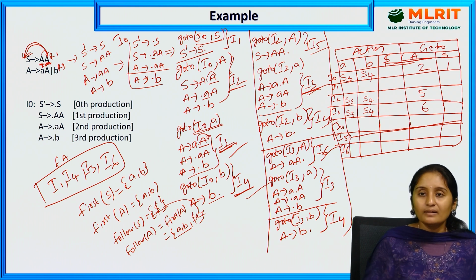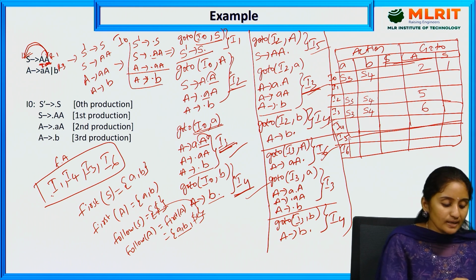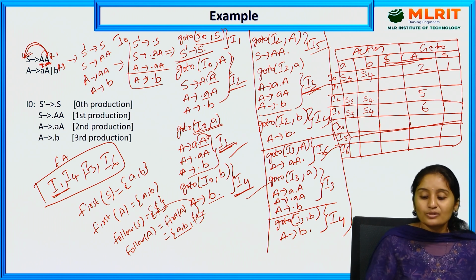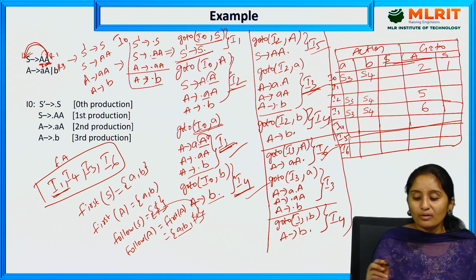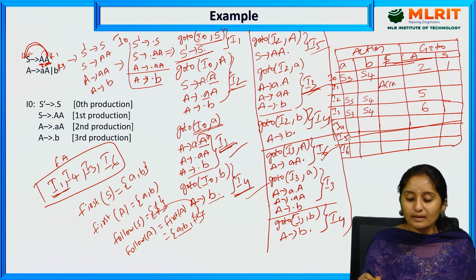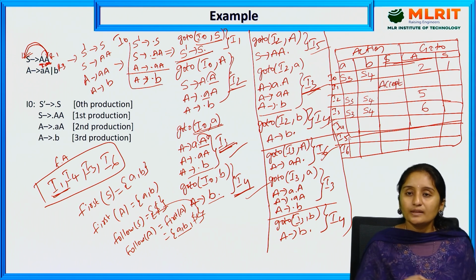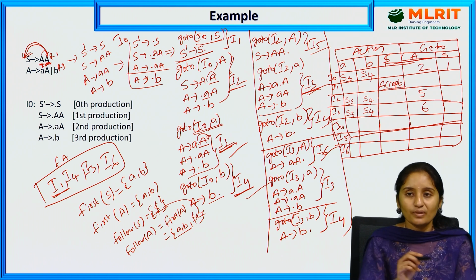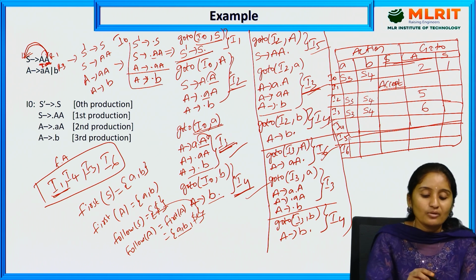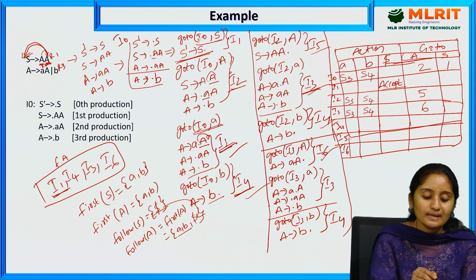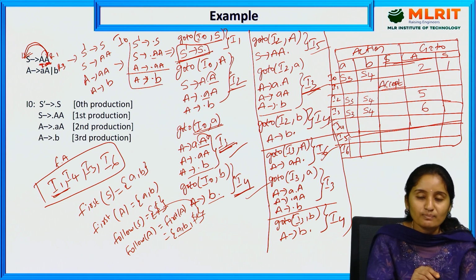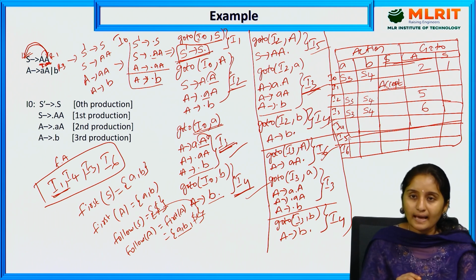Now we need to find the reduction part. What are the final states? I1 is my final state. Check I1: S dash tends to S dot. As it is my start symbol, I need to write accept in the dollar column for I1. Why? Because the given production is accepted: in state I1 I have the start symbol and it is my final state. So I am going to write accept here.